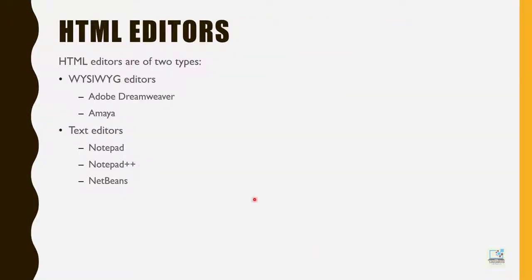So all the contents of the body section are displayed in this part of your web browser. Now let us talk about HTML editors. HTML editors are of two types. WYSIWYG editor, also known as what you see is what you get editor. Some examples are Adobe Dreamweaver, Amaya, and text editors. Some examples are Notepad, Notepad++, NetBeans. The basic difference is in the first type of editor, it is more like a drag and drop thing. So you can easily create HTML page using this, but we prefer using the text editor as it gives more control to the programmer and we get to learn more code.